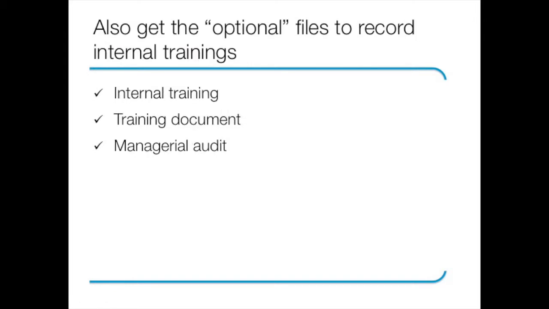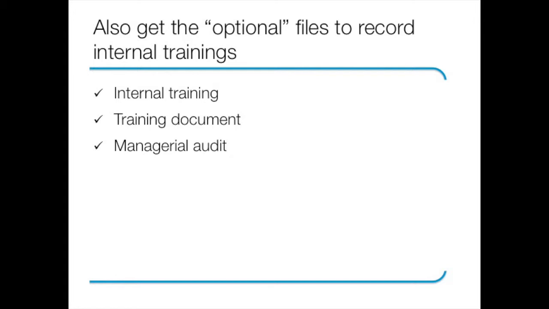In this folder, we will store all files that have something to do with your employees' qualifications and experience. In addition, we've included a few optional documents: internal training, training document, and managerial audit. I recommend that you download these files, even though they're marked as optional and we will not go over them in detail in this training. But you can use the internal training document to record trainings that you organize within your organization. One good example is the FPC system training, where you'll go over the main requirements with your employees.